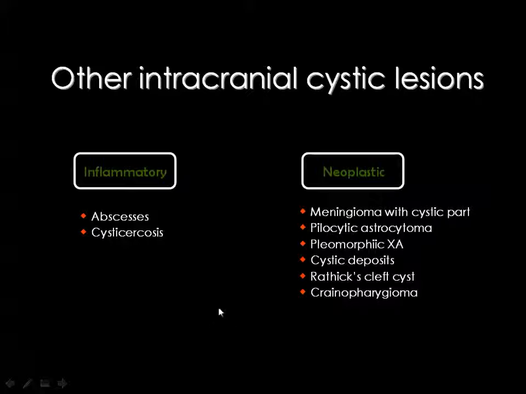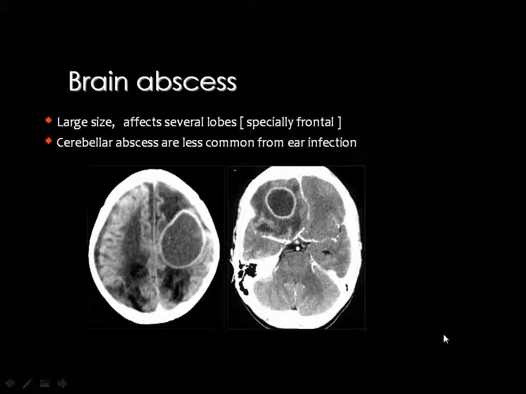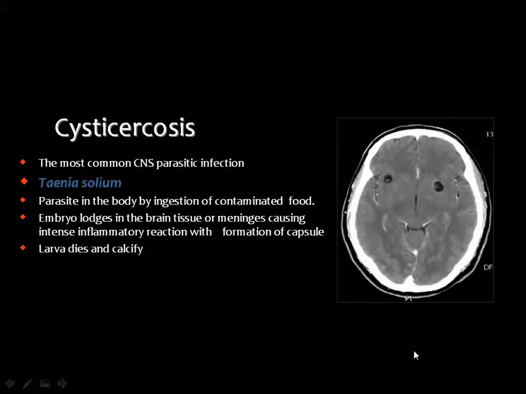Then we should mention these intracranial lesions which may appear like cysts or have a cystic component like the abscesses, the cysticercosis, and some of the intracranial tumors. And the abscess will be discussed in full details in the lecture of the intracranial infection. And you know that the abscess looks like a cyst, but if you inject the contrast media, the wall of the abscess will enhance uniformly, and the abscess being an inflammatory lesion, it will be surrounded by significant perifocal brain edema.